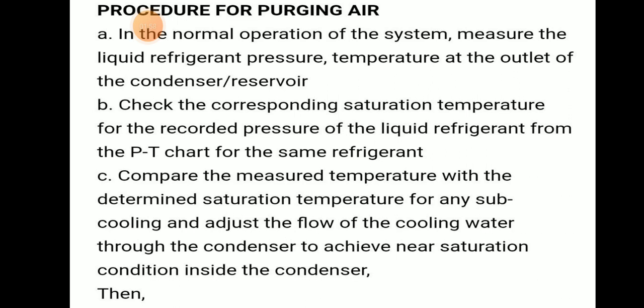So the procedure for purging means, in normal operation of the system, we will measure the liquid refrigerant pressure and temperature at the outlet of the condenser or reservoir. We will check the corresponding saturation temperature for the recorded pressure from the PT chart for the same refrigerant, compare it with the measured temperature for any subcooling, and adjust the flow of cooling water through the condenser to achieve near saturation condition inside the condenser.